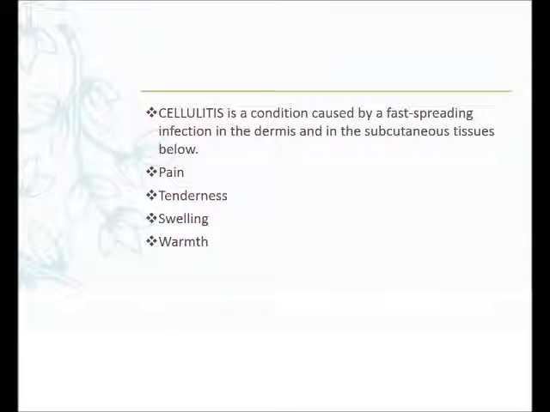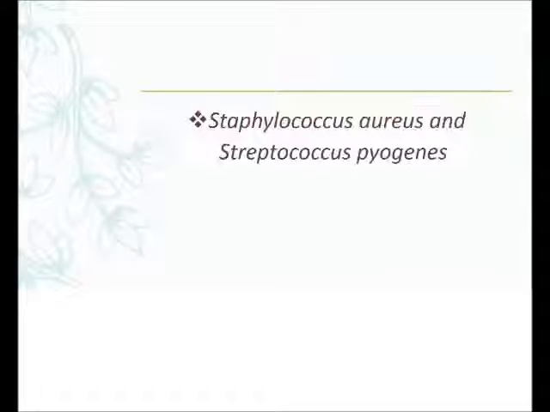Cellulitis. Cellulitis is a condition caused by a fast-spreading infection in the dermis and in the subcutaneous tissues below. It causes pain, tenderness, swelling, and warmth. This is caused by Staphylococcus aureus and Streptococcus pyogenes. There is no prevention for this disease, but it can be treated by antibiotics or sometimes surgery.